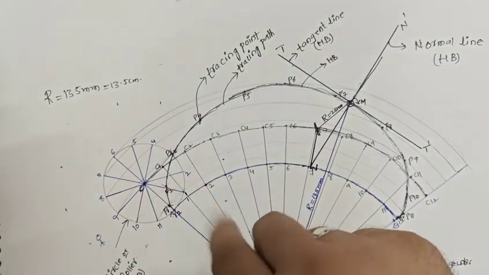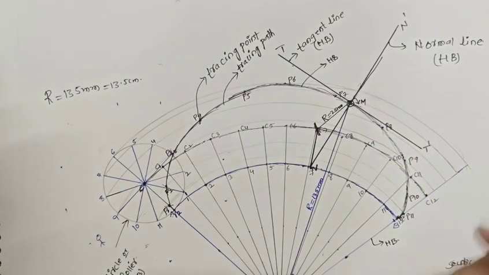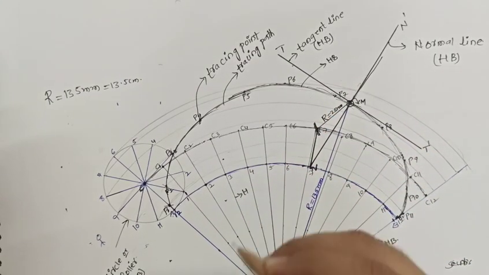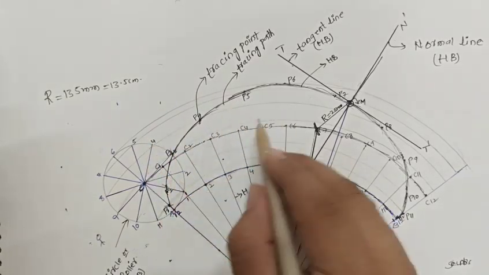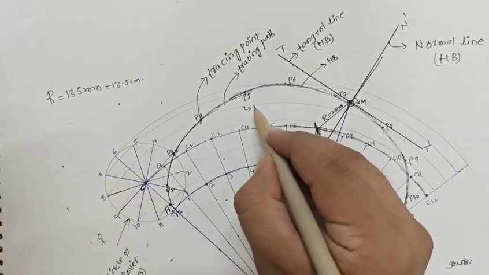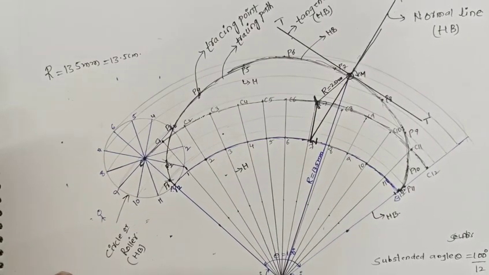Clear? All the inside lines, 1 2 3 4 5 6 7 up to 12, we have to use H pencil. Which pencil? H pencil. And all the inside arcs, we have to use H pencil. Clear? I hope no one has any doubt.